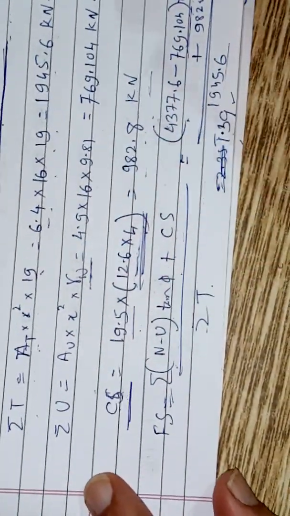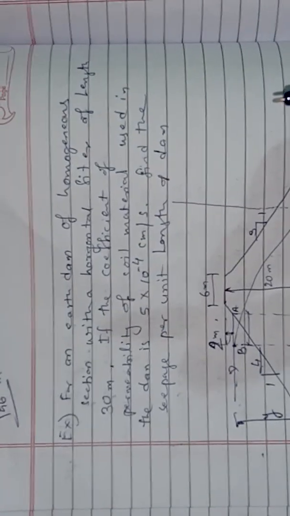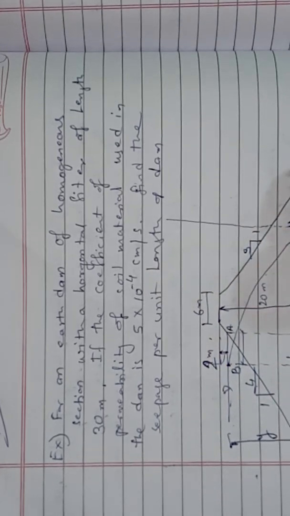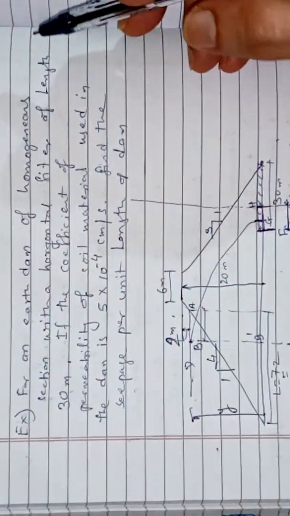So this is one type of numerical that you must know on earthen dams. Now let us take a second example related to the quantity of seepage flow through an earthen dam.